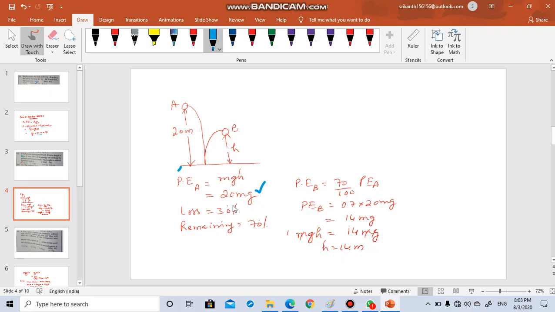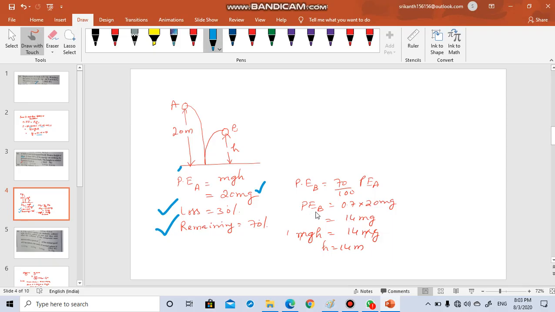Now this is the energy possessed by the ball. Now the ball has dropped, so it lost 30% of energy. 30% of energy lost means 70% is remaining. So at PEB, that is the potential energy at B, it is possessing 70% of the energy at A. Which is nothing but 0.7 into PEA. We have already calculated it is 20 mg. So if you do the multiplication, you get 14 mg.